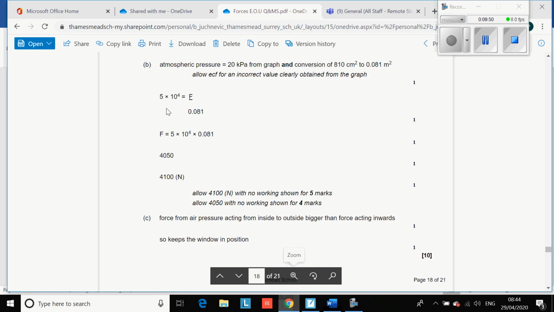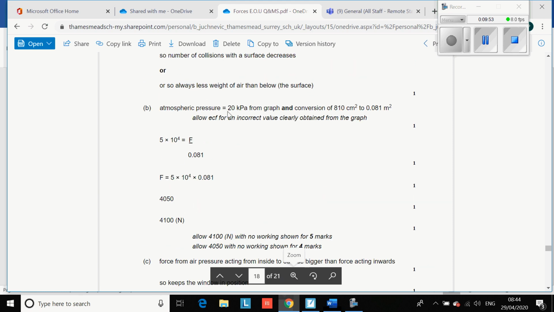Now, the atmospheric pressure is 20 kilopascals from the graph. Right, so the area of the window is 810 centimeters squared, but obviously we've got to convert it to meters squared. Now we did do this in one lesson, so you need to convert it to meters squared to be 0.081 meters squared. That's your area. The pressure you need to actually calculate from the graph. Okay, so let's go and have a look at that. So back in.